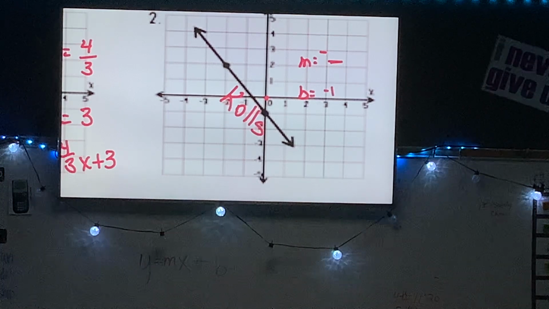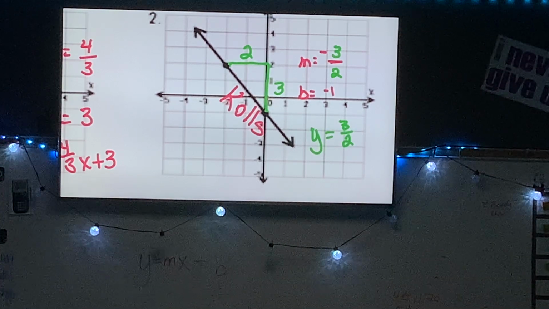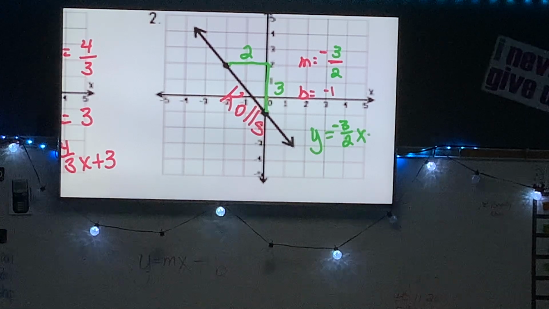And then I'm going to rise and I'm going to run. How many am I rising? 3. How many am I running? 2. Perfect. So I would write that as y equals negative 3/2x minus 1.